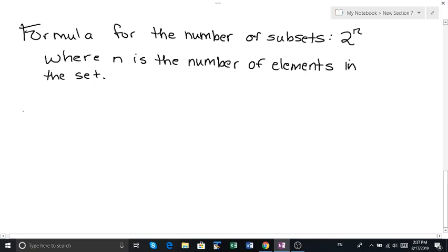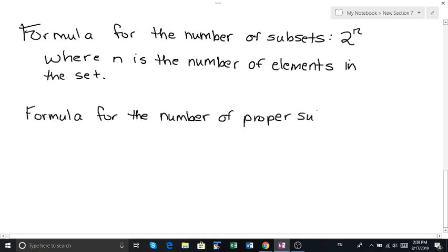The formula for the number of proper subsets is 2 to the nth power minus 1. All right, and so again, this is where n is the number of elements in the set.